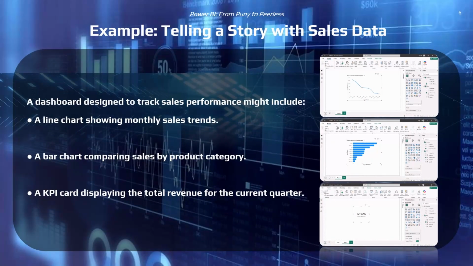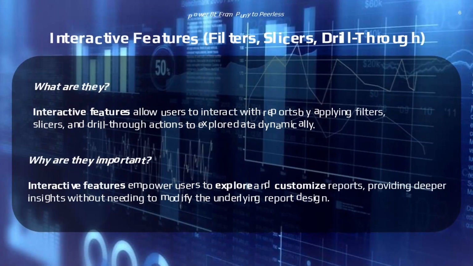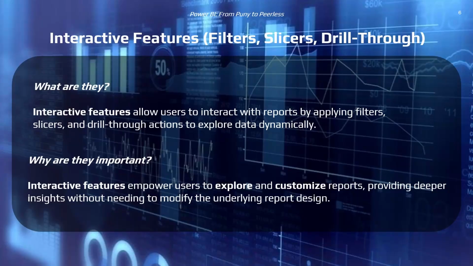Example: telling a story with sales data. A dashboard designed to track sales performance might include a line chart showing monthly sales trends, a bar chart comparing sales by product category, and a KPI card displaying the total revenue for the current quarter.